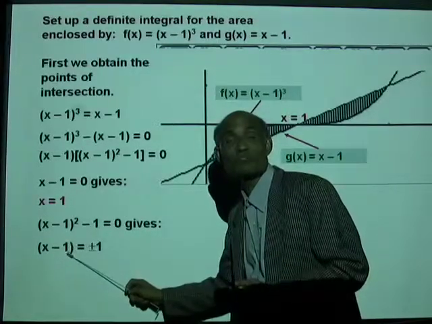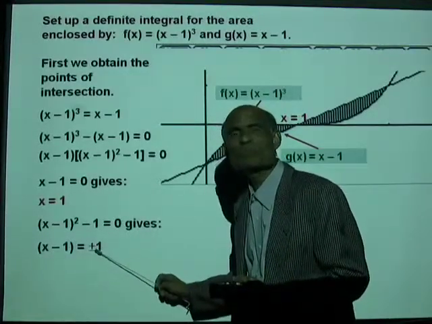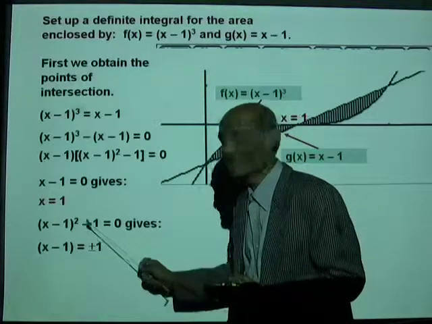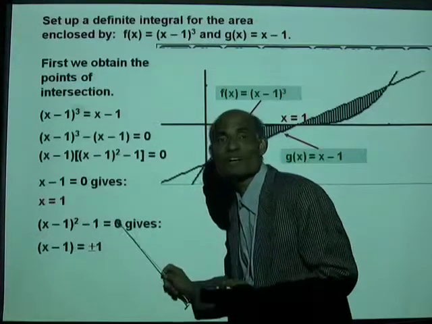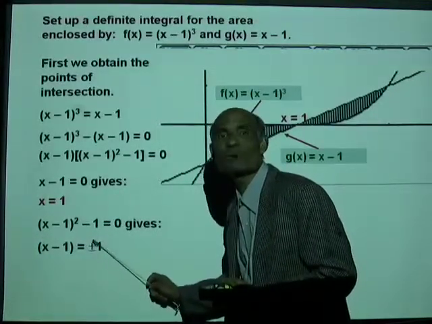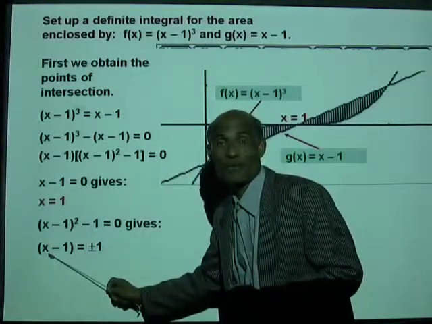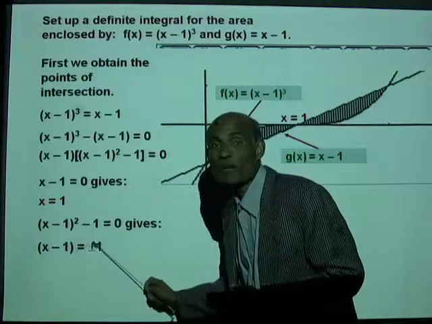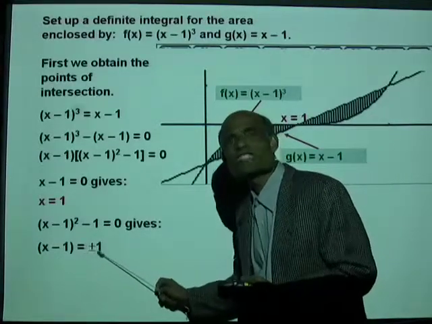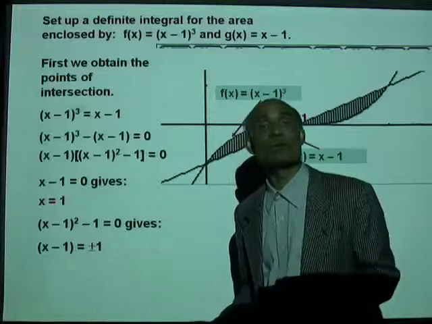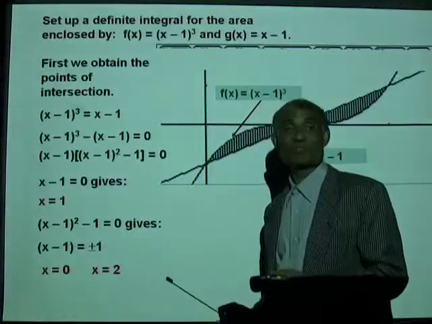That gives you x minus 1 all squared equal to 1, or x minus 1 equal to plus or minus 1. Is that right? If x minus 1 all squared equal to 1, take the square root of both sides. X minus 1 equal to plus or minus 1. Now, that will give you two values of x. What are they? X minus 1 equal to plus 1 will give you x equal to 2. X minus 1 equal to negative 1 will give you x equal to 0. So, you get two values, x equal to 0 and x equal to 2.